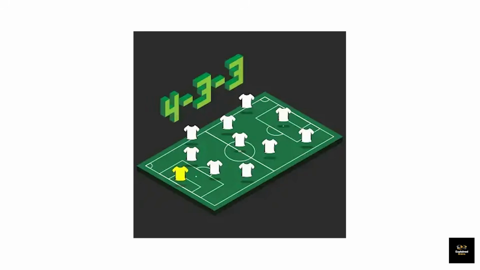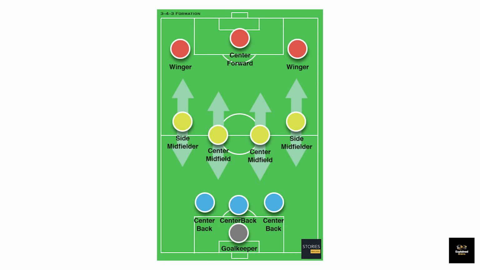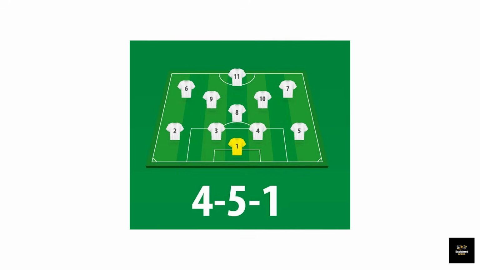Formations give a team a structure, but they're not fixed. Players adjust their positions depending on whether their team is attacking or defending, which means the shape can shift significantly through a match. A team that lines up in a 4-3-3 when attacking might look much more like a 4-5-1 when defending because the wide attackers drop back to help.